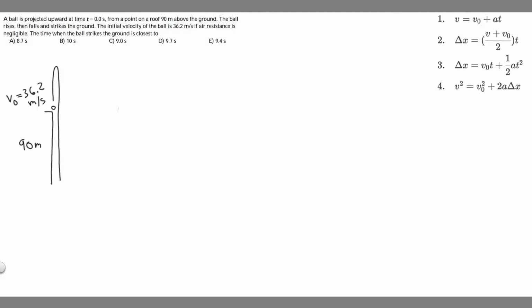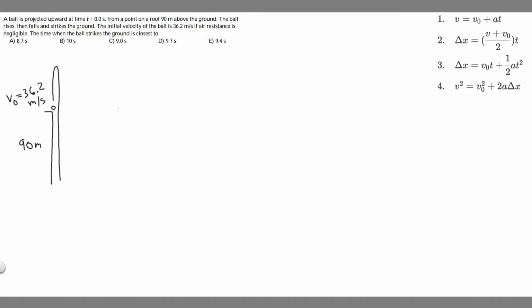In this problem, we're told a ball is projected upward at time t equals 0 seconds from a point on a roof 90 meters above the ground. The ball rises, then falls and strikes the ground. The initial velocity of the ball is 36.2 meters per second. If air resistance is negligible, the time when the ball strikes is closest to, and then we're given these options.